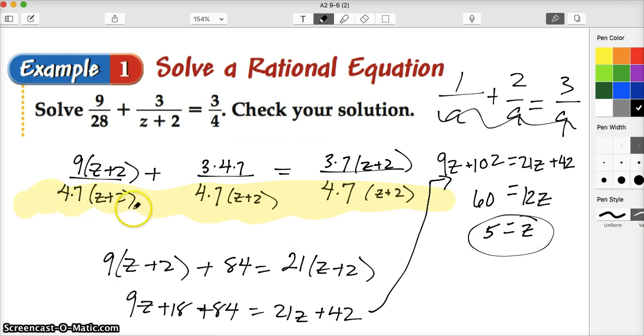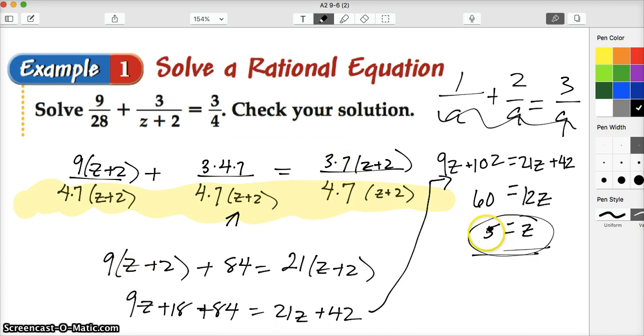Now, the reason why I didn't cross this out is because I am ignoring it, but I'm ignoring it kind of sort of. I need to make sure that there's no problem with my answer and my denominator. I don't want to get an excluded answer from my denominator, and I don't, because you notice that 5 plugged in does not cause my denominator to be 0.